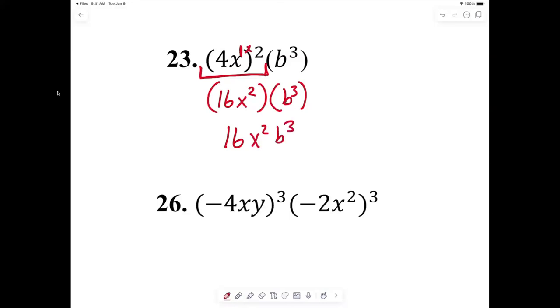That's your answer. However, on most standardized tests, they're going to write it as 16 b cubed x squared because you generally write variables in what? Alphabetical order. All right. But it's not wrong if you leave it that way. If you leave it as 16x squared b cubed, just traditionally we write the variable first.